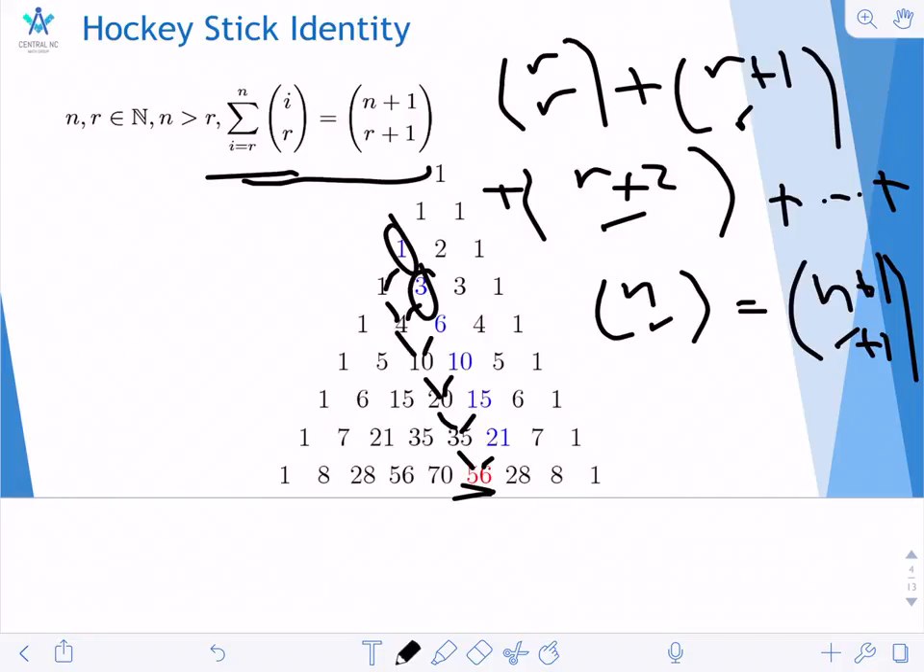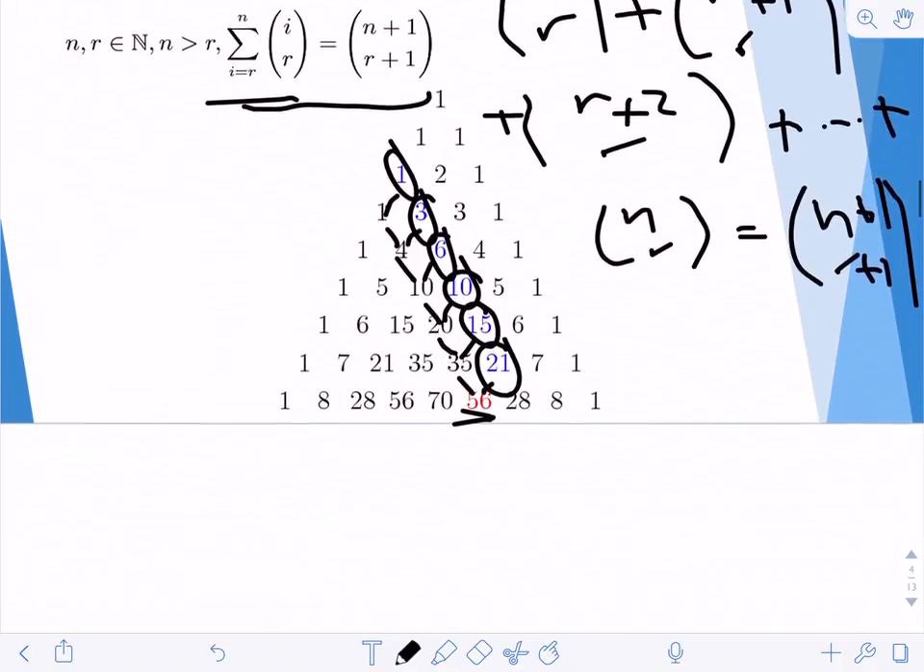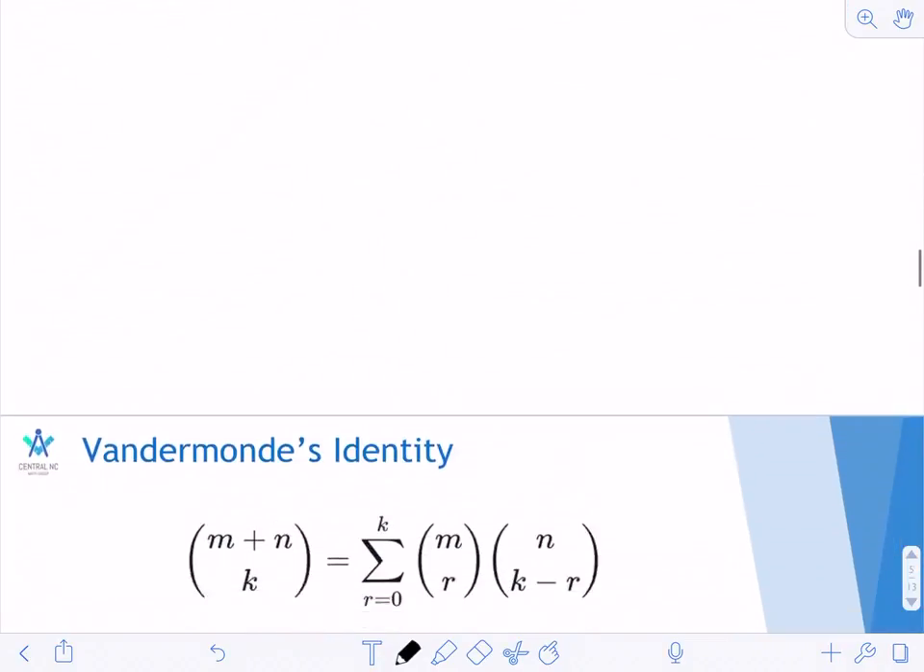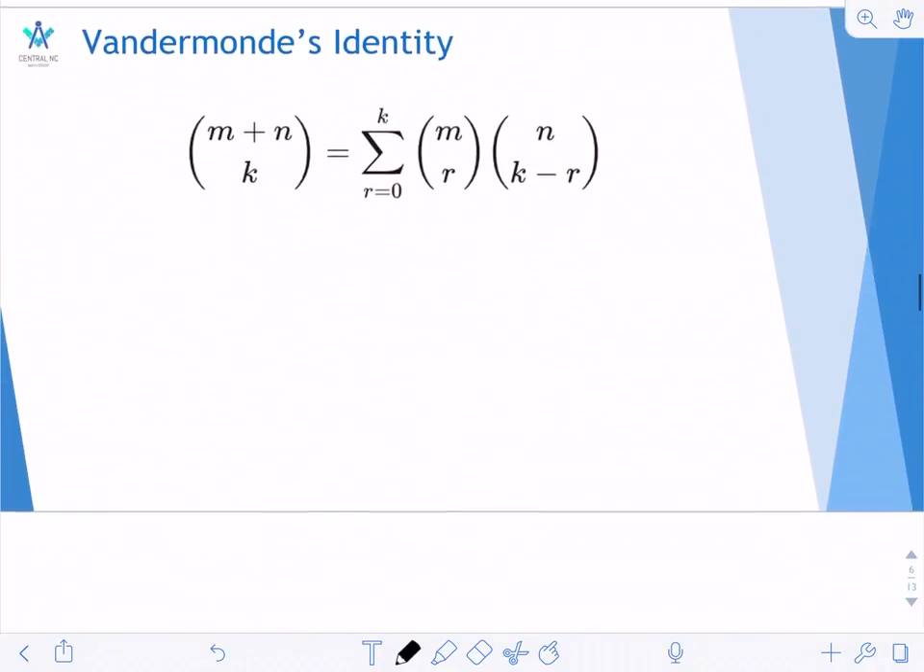So at the end of the day, if you work your way up, these are the numbers you get. All right, on to Vandermonde's identity. So the summation says that m plus n choose k equals the following sum.